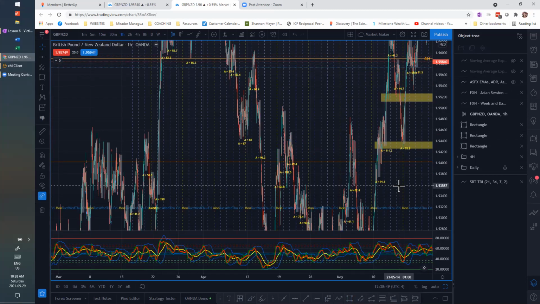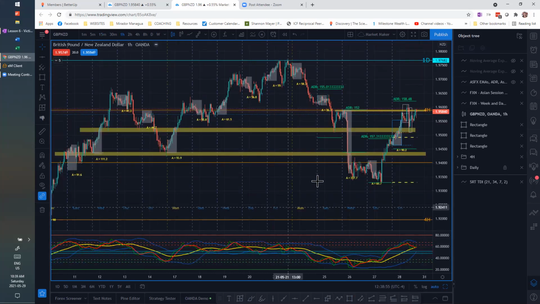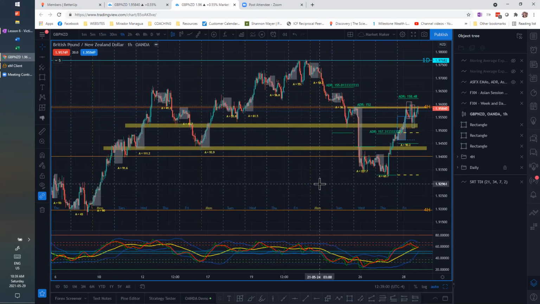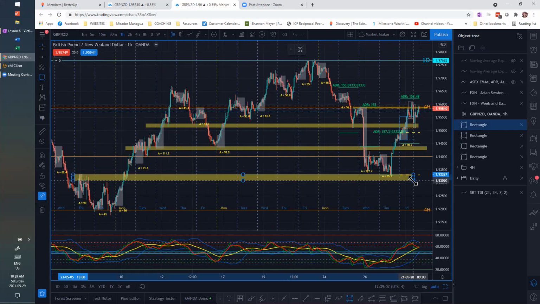Missing all my keyboard shortcuts. So looking back, so assuming we were coming down here, we didn't know how far it was going to go, then another potential logical area was in this zone here. And guess what? That's exactly where it got to, eventually. Now, it did take another full day of faffing about in here, didn't really do anything, but it did eventually bounce off this level here and start to take off.